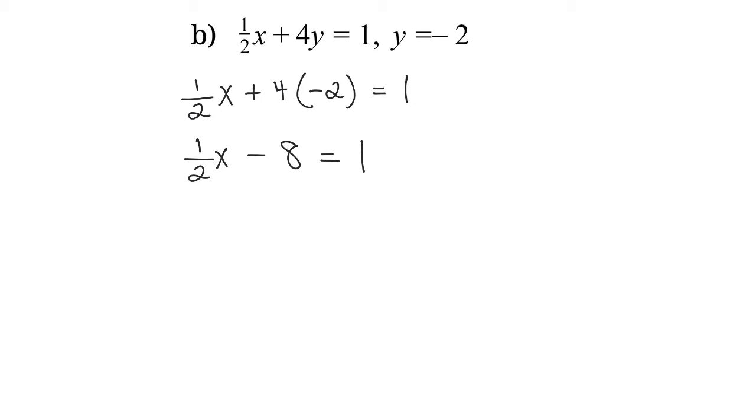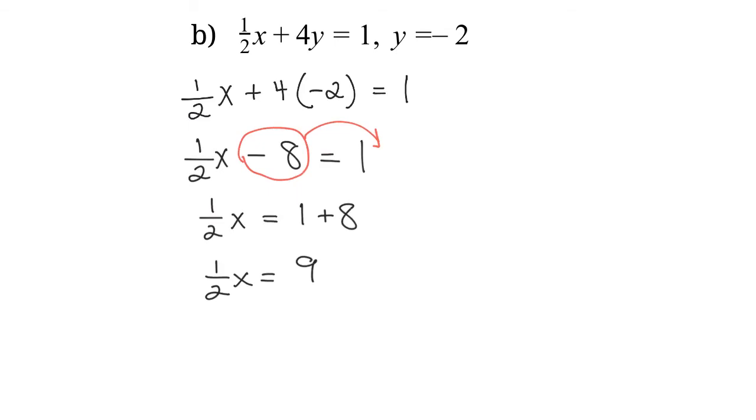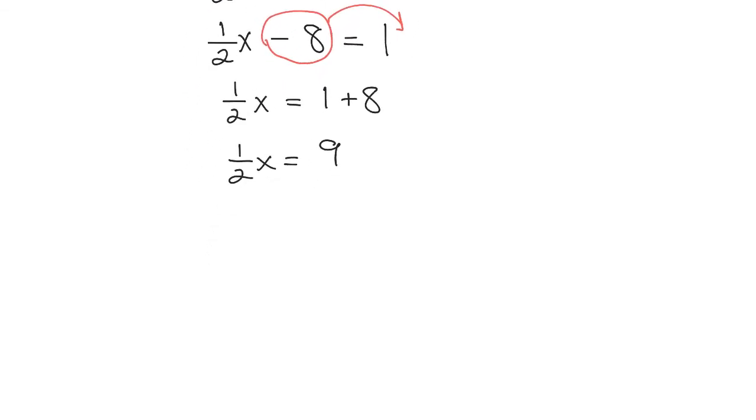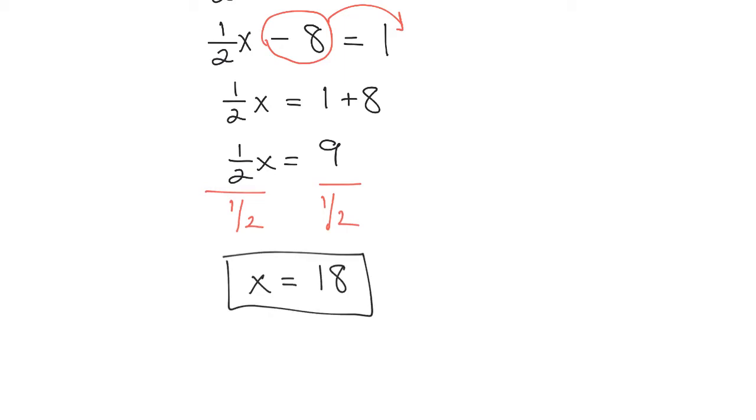So now I can go ahead and collect like terms. I'm going to bring this negative 8 over to the right-hand side, and that's going to leave me with half x equals 1 plus 8. I know that 1 plus 8 is 9. And now I can go ahead and isolate for x, and in order to do that, I need to divide both sides by half, or 1 over 2. And 9 divided by 1 over 2 is going to give me an answer of 18. So x is equal to 18.